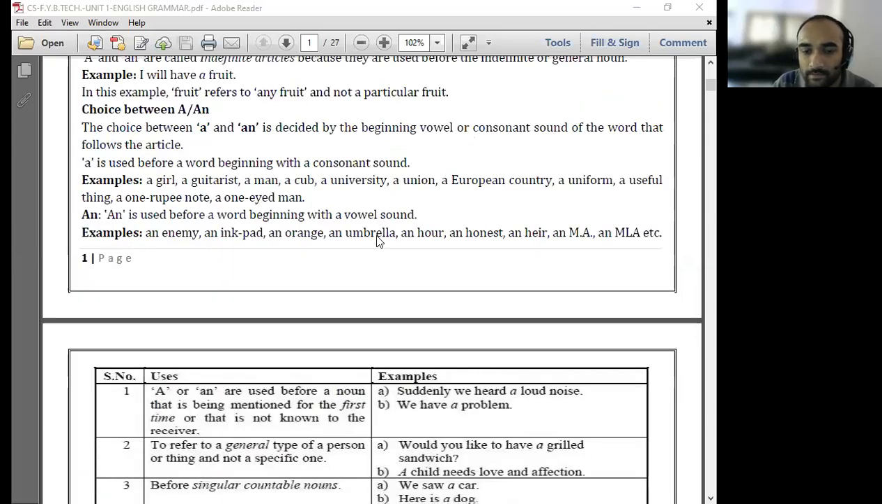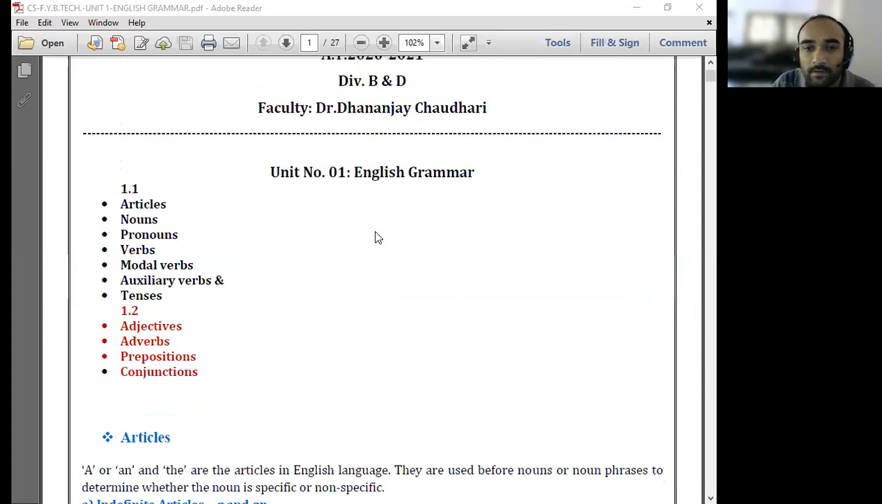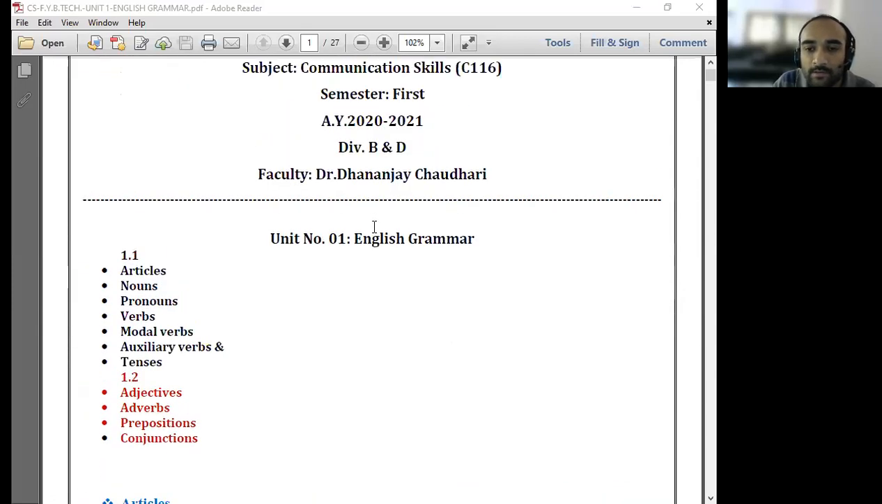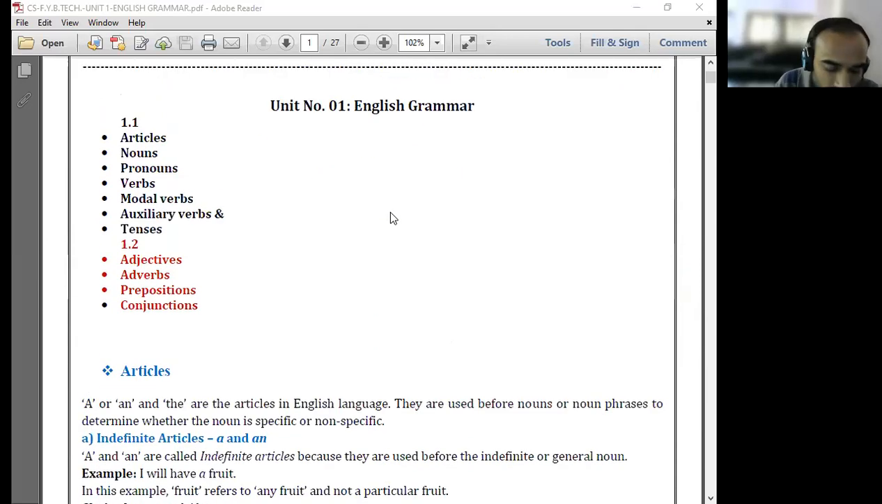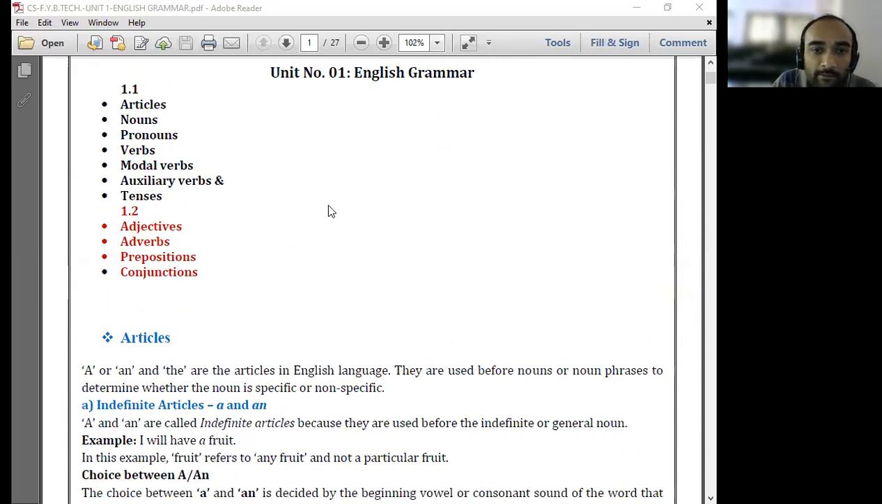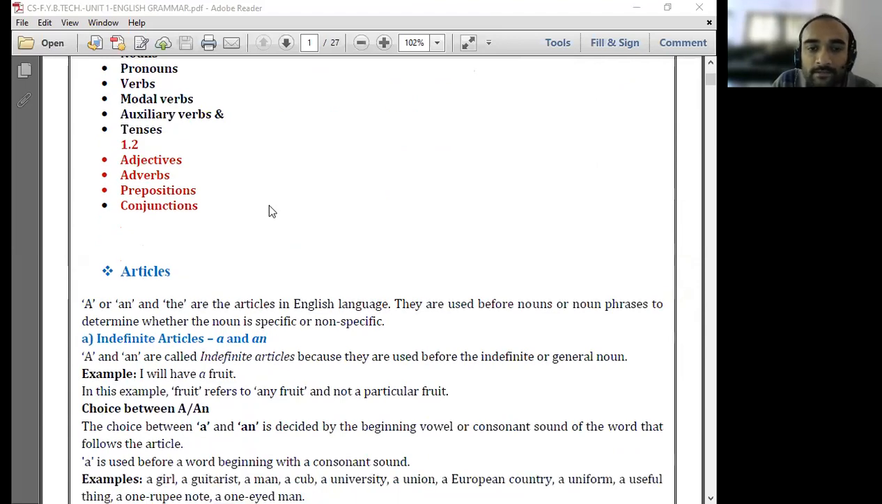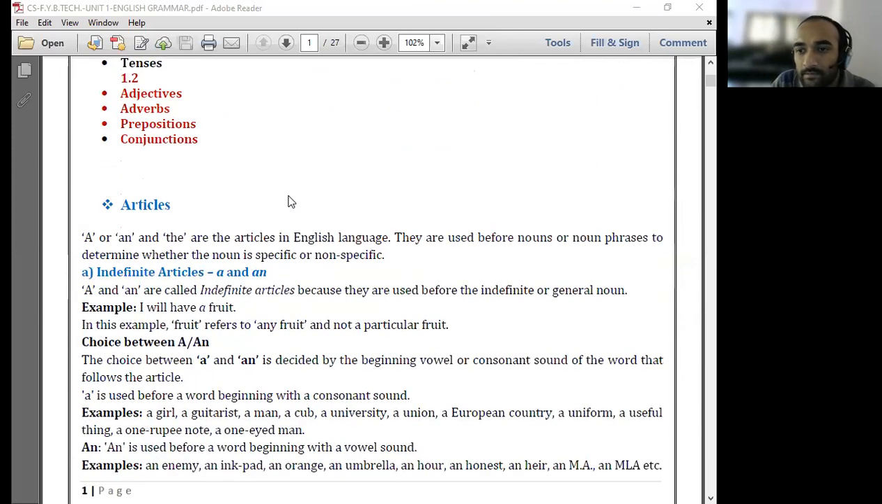Yes, sir. So for the last 3 to 4 weeks, we are discussing the parts of speech. Okay. And we have almost finished with the articles. And then we moved towards the 8 parts of speech. And I think we have completed nouns, pronouns and their types. And we were discussing the verbs. Okay. Is it?